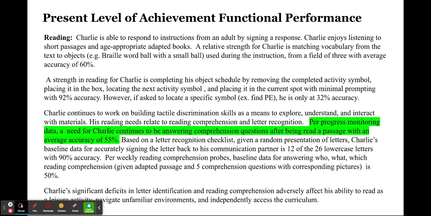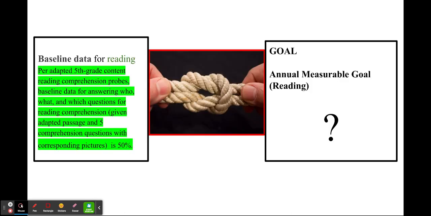All right, so to help you out, I've just highlighted the area where we have Charlie's baseline data. It says per progress monitoring data, a need for Charlie continues to be answering comprehension questions after being read a passage with an average accuracy of 55%. So we're pulling out his baseline data, and we see per adapted fifth grade content reading comprehension probes, baseline data for answering who, what, and which questions for reading comprehension, given an adaptive passage and 5 comprehension questions with corresponding pictures, is at about 50%.